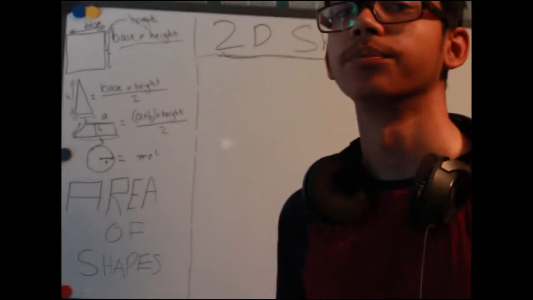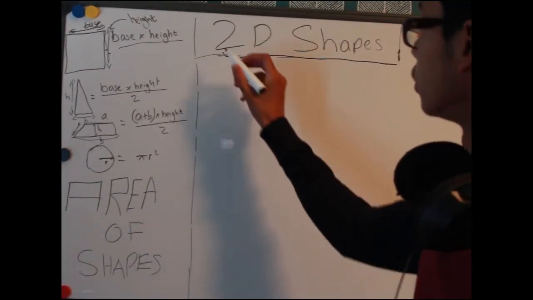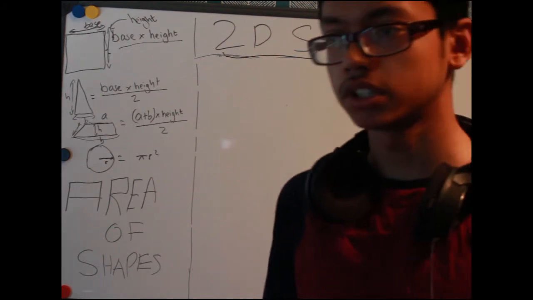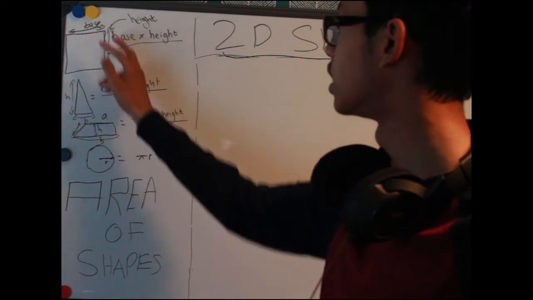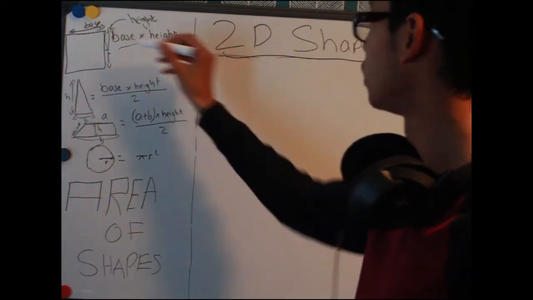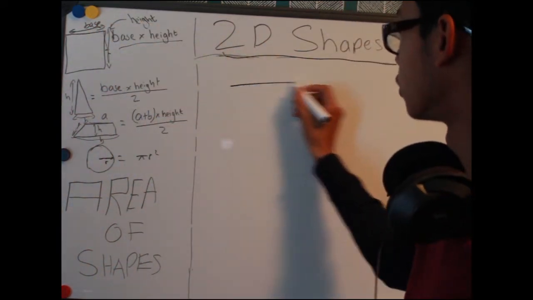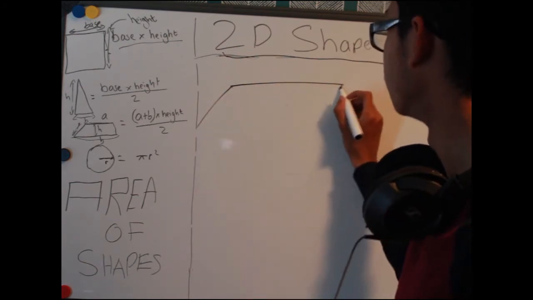Hello and welcome to the video. As you can tell from the intro, we are doing 2D shapes. Now let's go over the basics with some formulas. A square or a rectangle, base times height. And then this formula can work for a parallelogram as well. A parallelogram, the formula is also base times height.